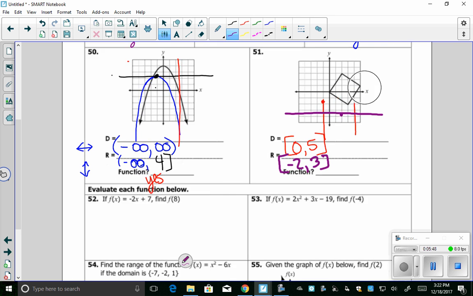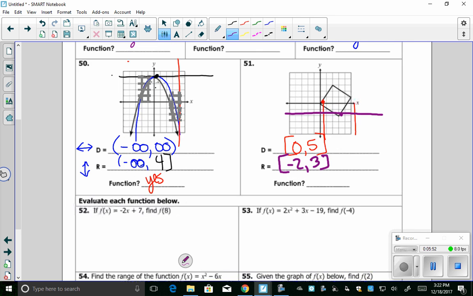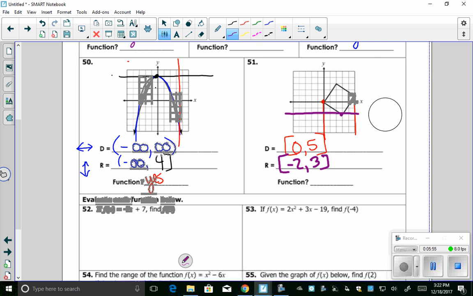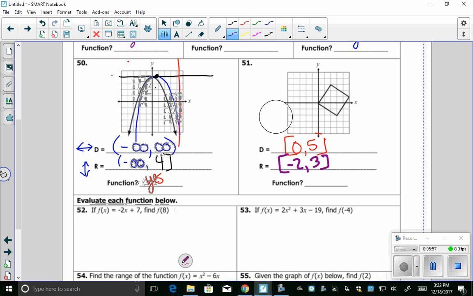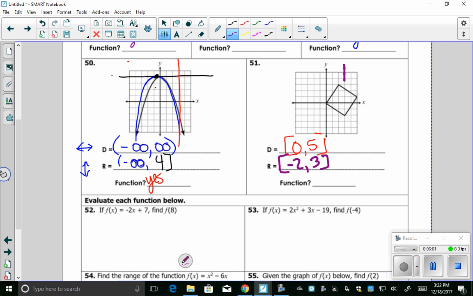Vertical line test. If I draw a vertical line anywhere on this graph and it crosses it more than once, it fails the vertical line test, so your answer is no.